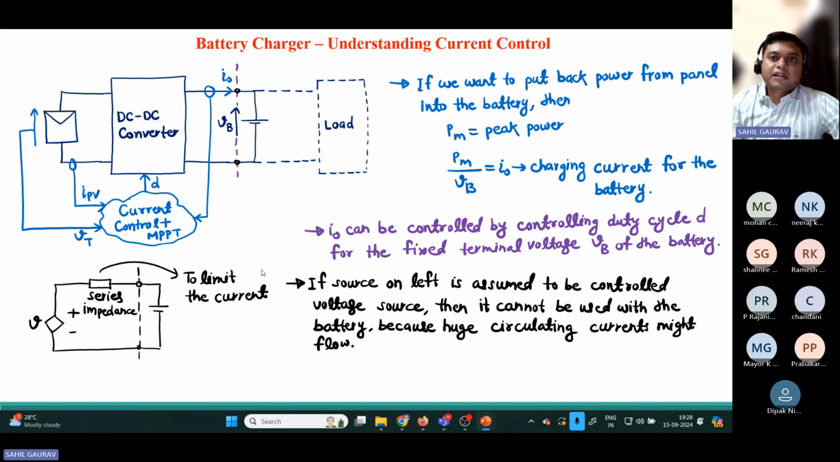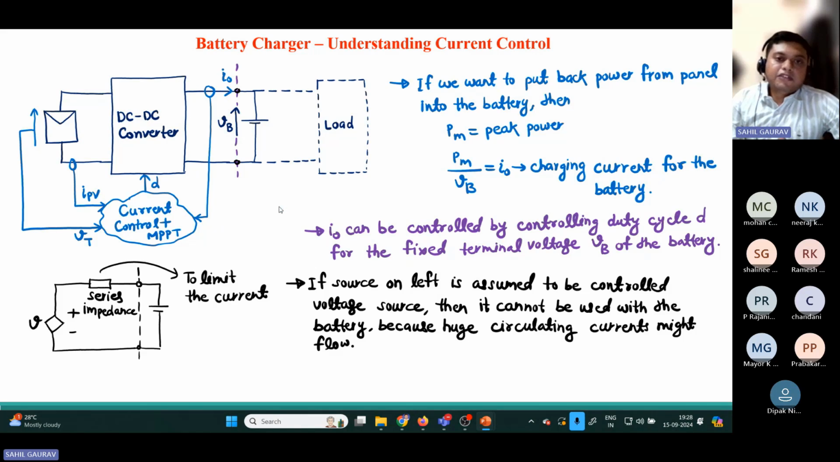Now this battery charging part. So here we will see this current control. What we know is that this battery voltage, the output voltage of this converter, is fixed through this battery. So we have to control this current I naught. So how are we going to control this current?